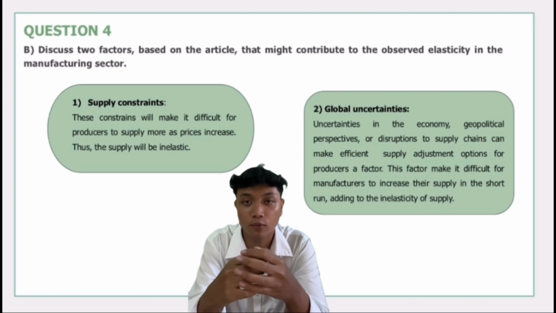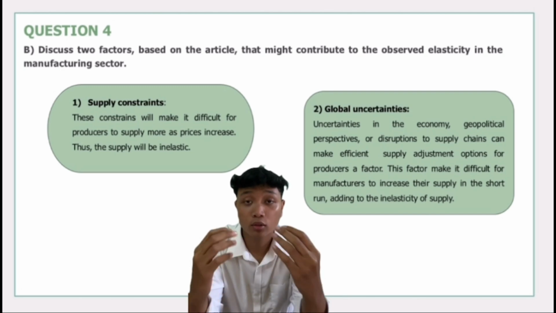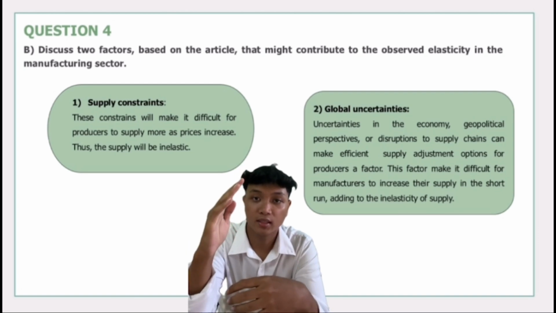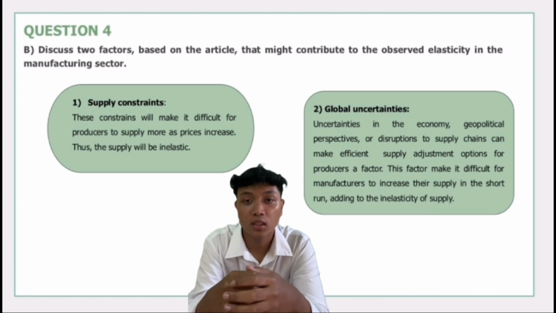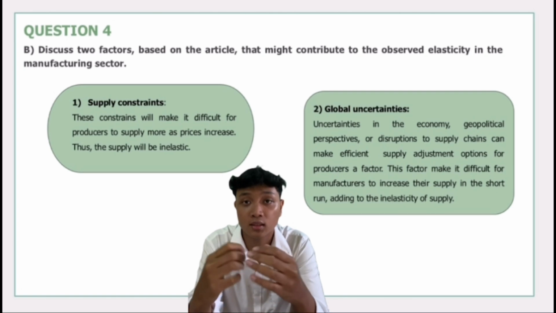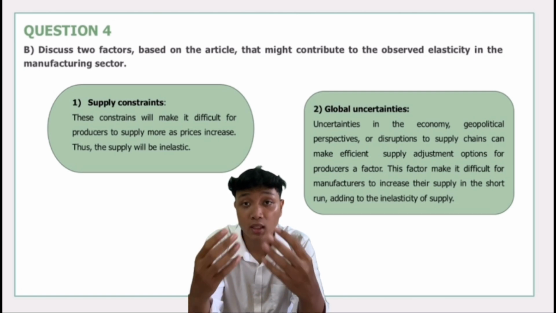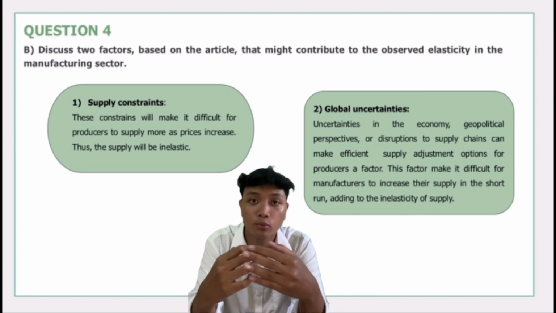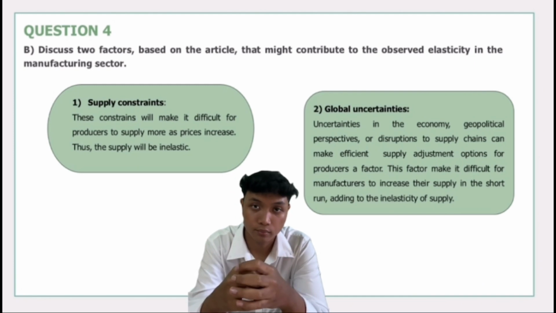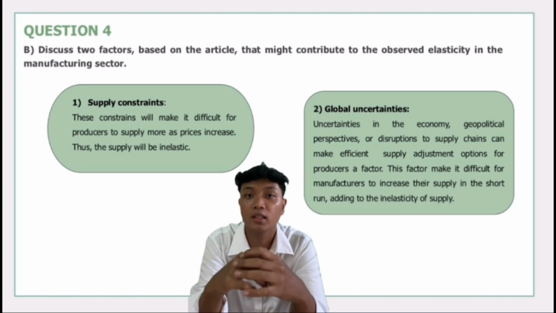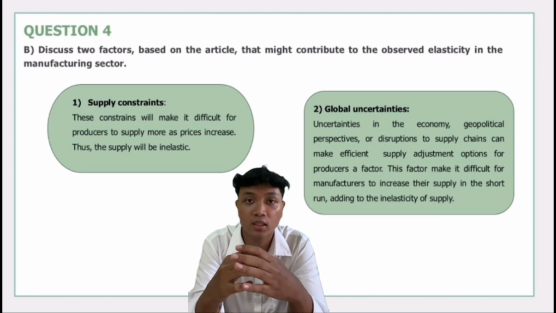So, how can we solve this problem? The first is supply constraints. These constraints will make it difficult for a producer to supply more as the prices increase. Thus, the supply will be inelastic. Second, global uncertainties. Uncertainties in the economy, geopolitical tensions, or disruptions to supply chains can make it difficult for producers to adjust supply efficiently. This factor makes it difficult for manufacturers to increase their supply in the short run, adding to the inelasticity of supply.